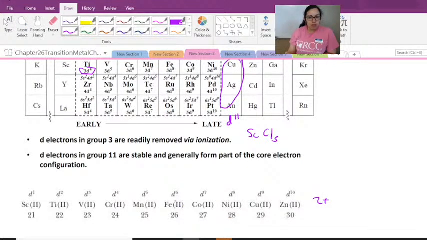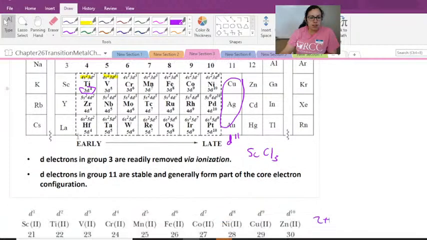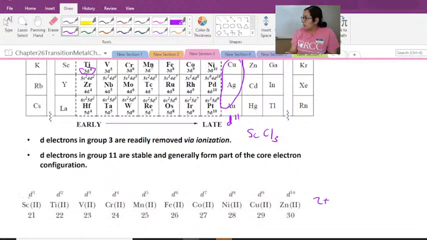Same thing, looking at iron: iron neutral, D8, iron 2+, D6. Continue that down. We'll just end on scandium. Scandium neutral is D3, so 2+ leaves it only as D1.